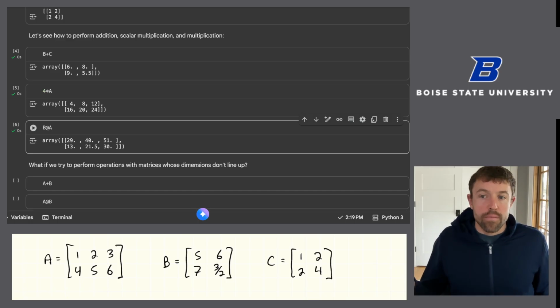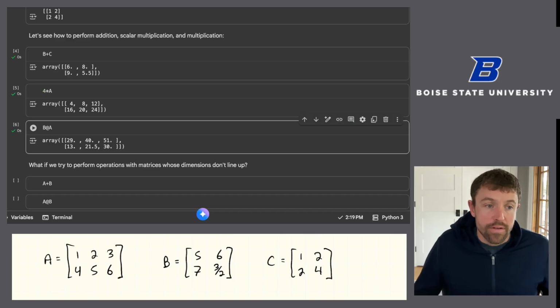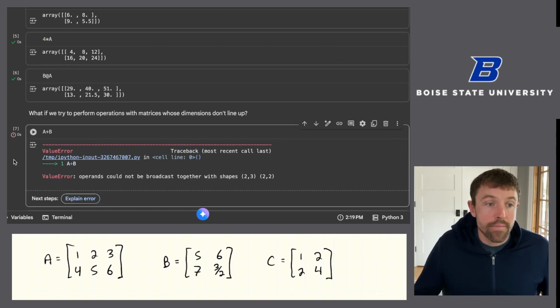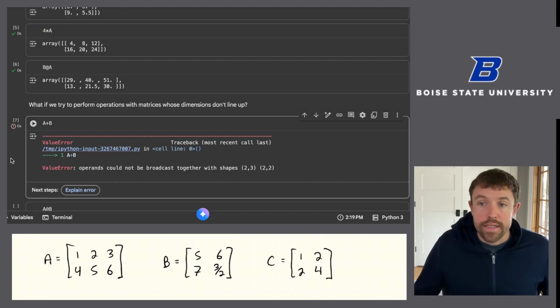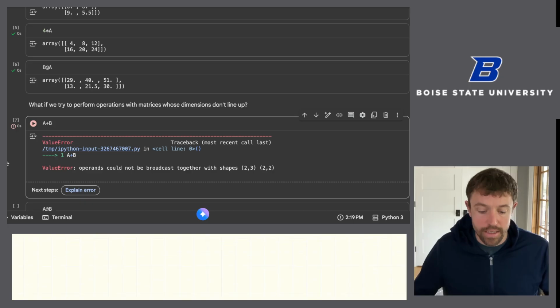All right, with matrix operations, it's always possible that you try to do something that you're not allowed to do. So for instance, we cannot add A and B because they don't have the same number of columns. And if we attempt to do that, we get this error message that is somewhat cryptic, but it's telling us that the shapes don't match up, right? To add two matrices, they need to have the same number of rows and the same number of columns. So that's good. We want to get error messages when we do something that doesn't make sense.